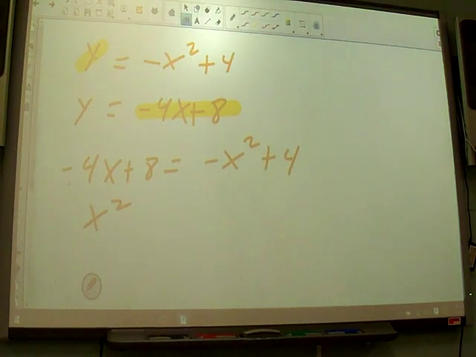Okay, then I still have my b there, minus 4x. And now to move this 4 over, I have to subtract it. And look, it's got a buddy to subtract from. So 8 minus 4 is a positive 4. So there's your standard form.